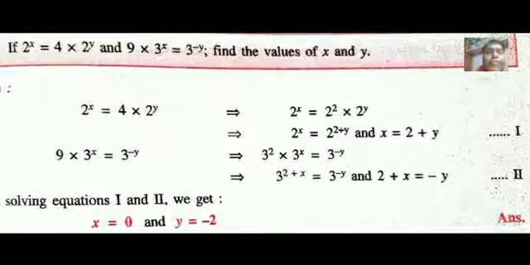Similarly, in the second part, 9 into 3 to the power x can be written as 3 to the power 2 into 3 to the power x, that is 3 to the power 2 plus x, which is equal to 3 to the power minus y. Ignoring the base 3, we get 2 plus x is equal to minus y. Now solve the equations: substitute equation 1 in equation 2, and you can find x is equal to 0 and y is equal to minus 2. Understood?